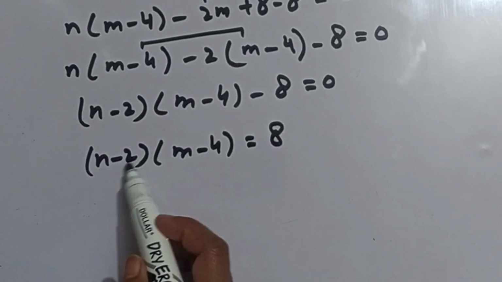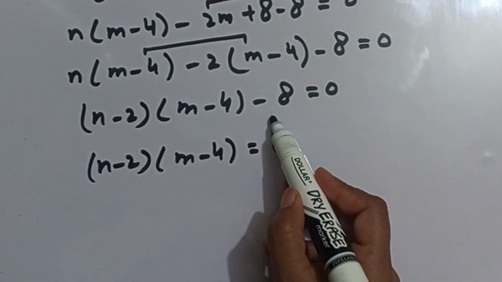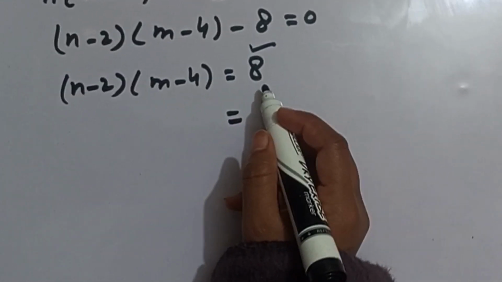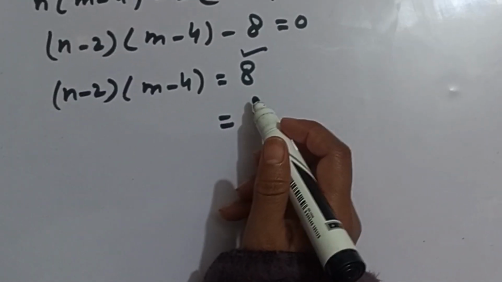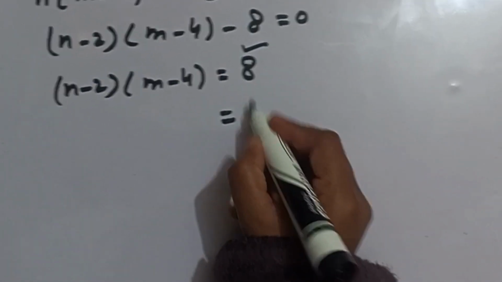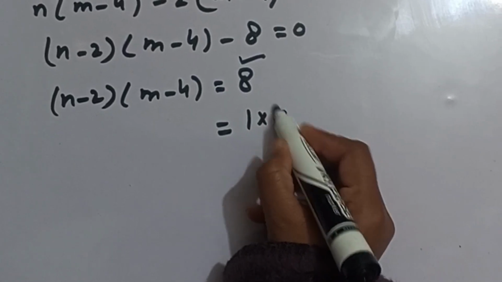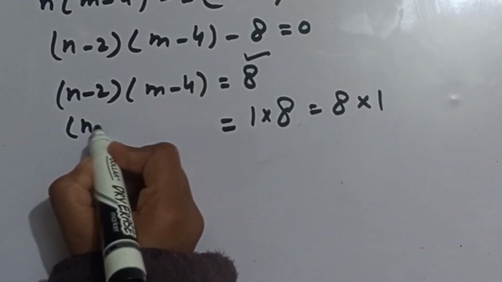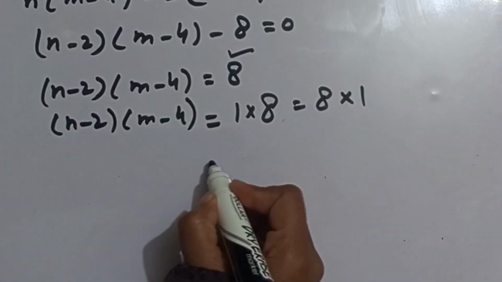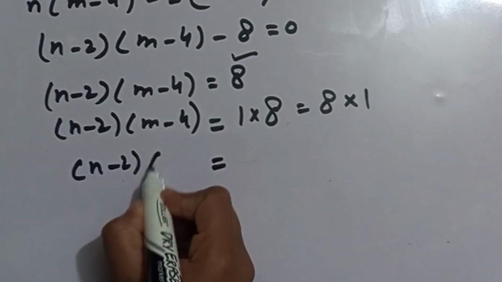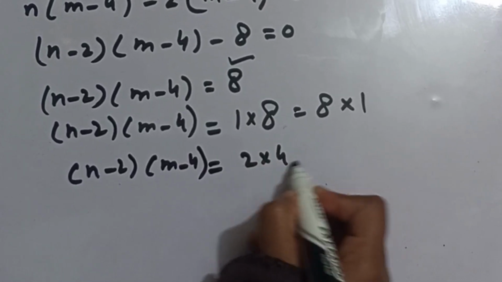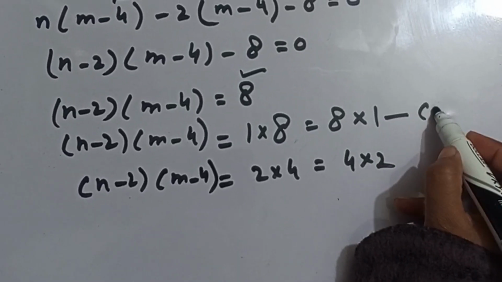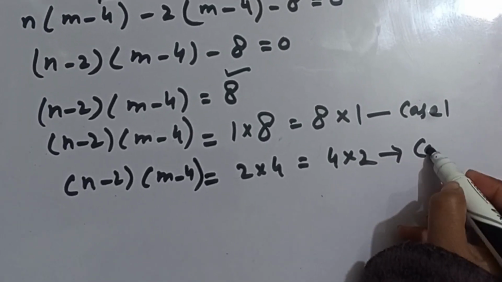Now look at the left hand side, it is the product of two values. So that is why we find the factors of 8. In our question it's given that m and n belong to positive numbers, so we just take the positive factors. So one factor pair of 8 is 1 multiplied by 8, or we also write this as 8 multiplied by 1. We copy the left hand side, and the next factor pair of 8 will be 2 multiplied by 4, or we write this as 4 multiplied by 2. So we take this case 1 and then after that we solve case number 2.